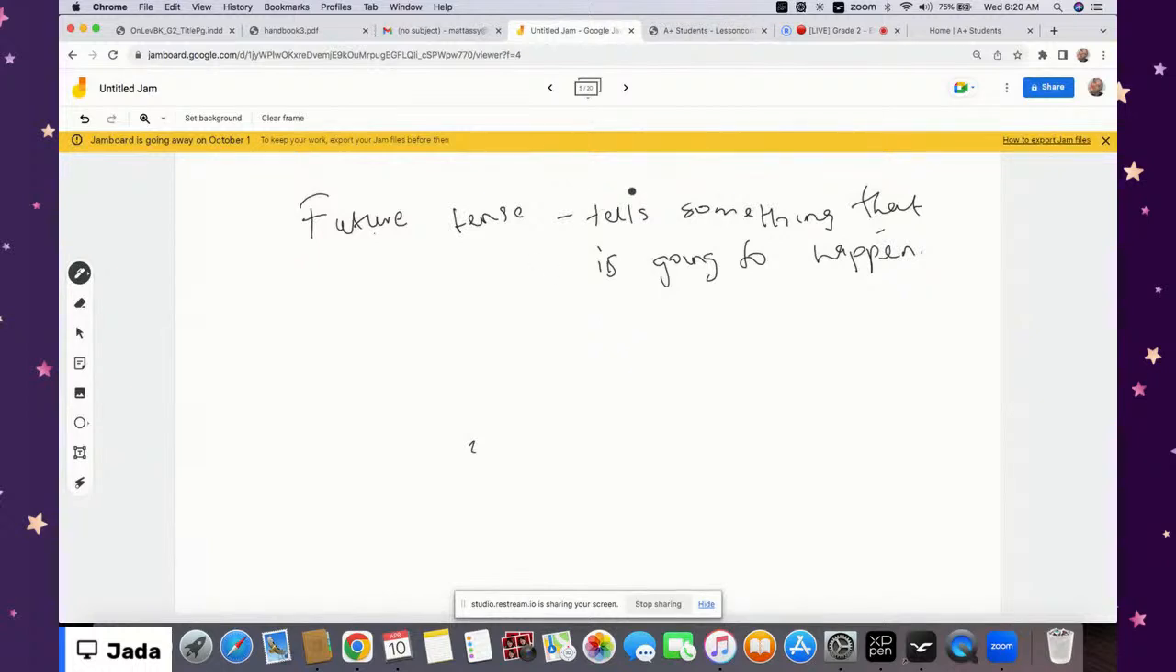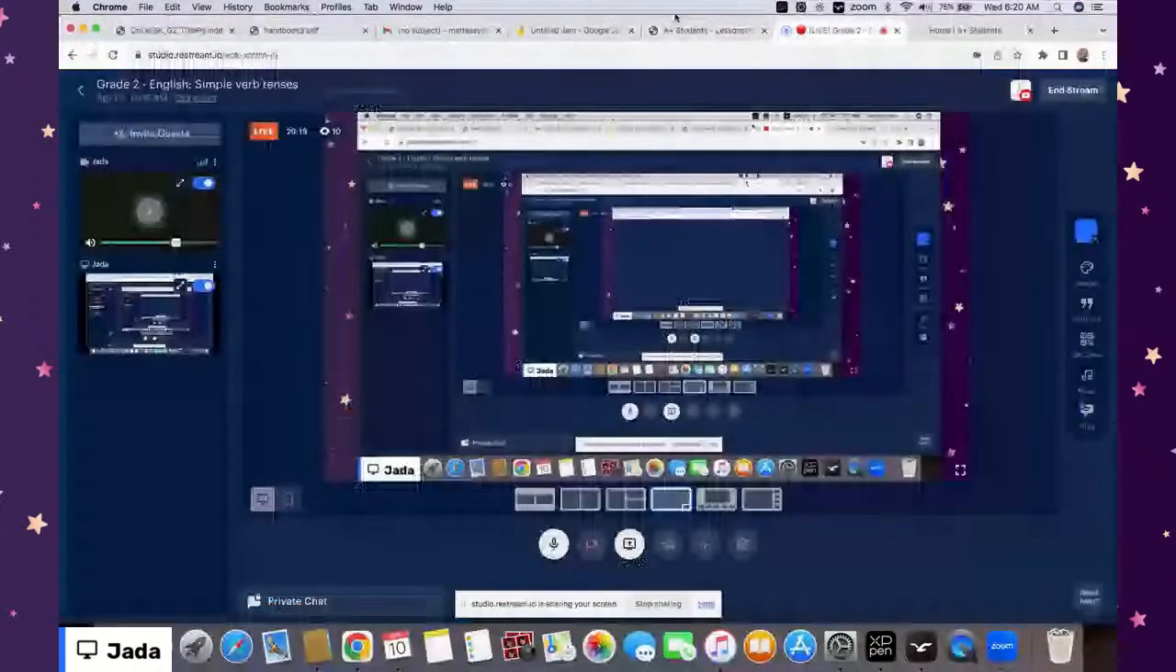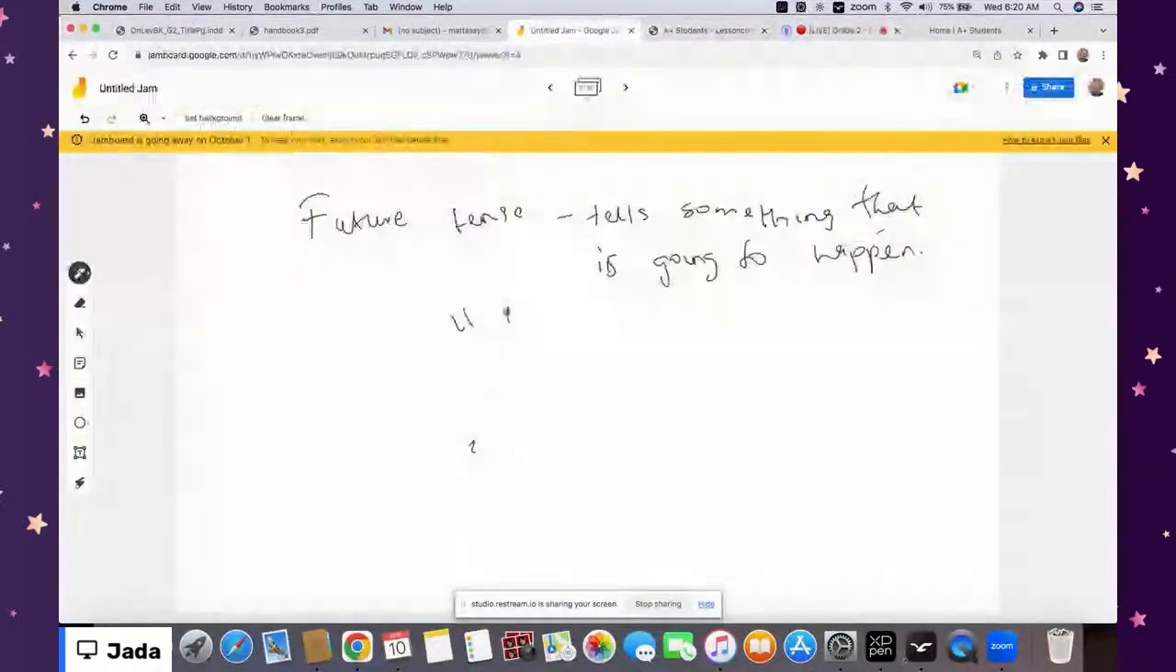So now all future tense verbs use the word will. Okay? So the most important for future tense is will. I will do this. She will do this. He will do this. Will is important. So you will always have will in the sentences.